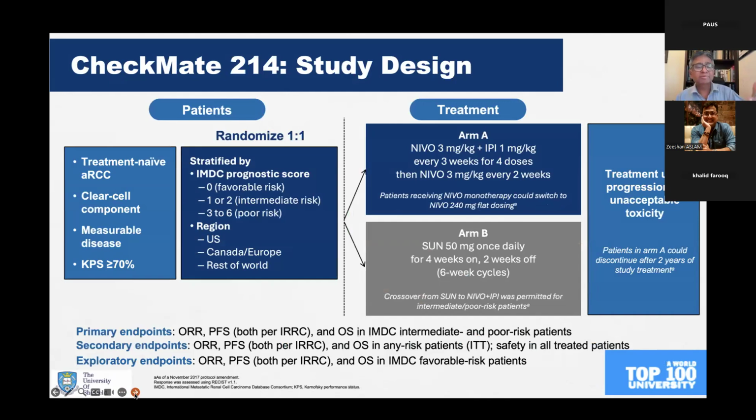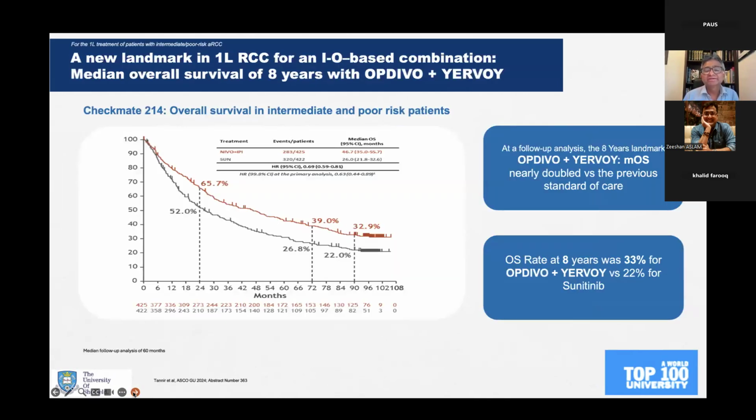In terms of the CheckMate study, looking at IO plus IO, nivolumab and ipilimumab, treatment until progression or unacceptable toxicity versus sunitinib. All these trials had sunitinib as the standard of care arm. I won't go into too much detail, but it's just important to see how things are. Overall survival at 8 years was 33%. And that is something we could not have thought about 20 years ago, that 1 in 3 patients with metastatic kidney cancer will be alive in 8 years.